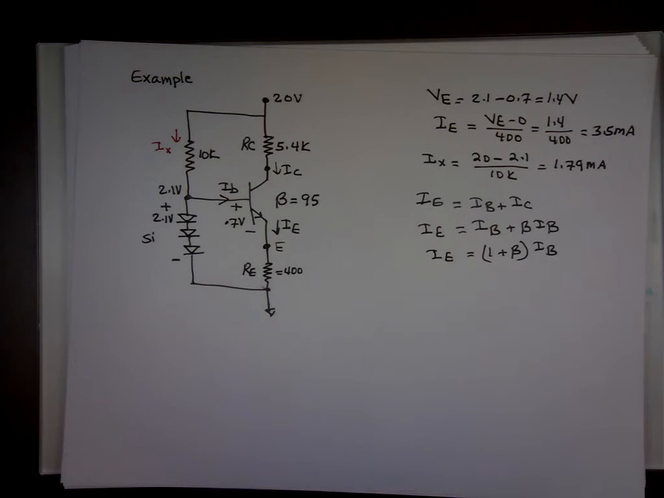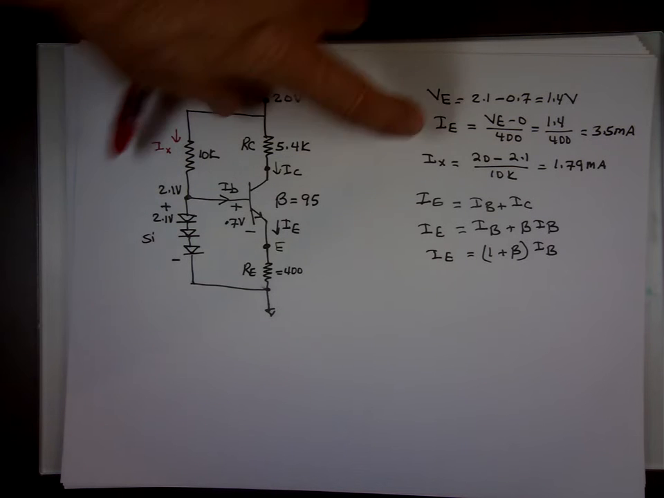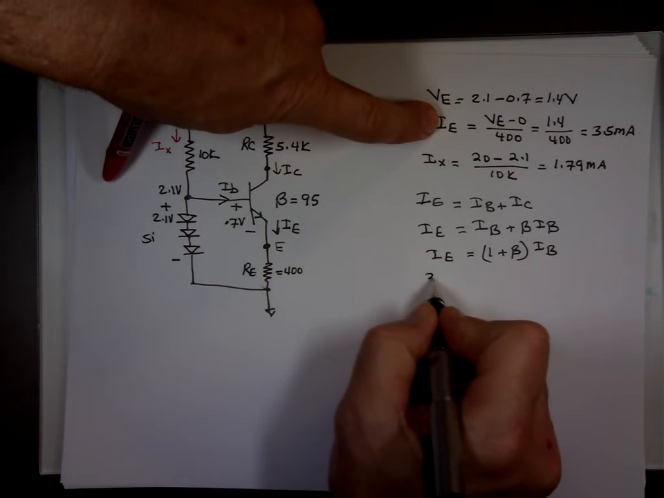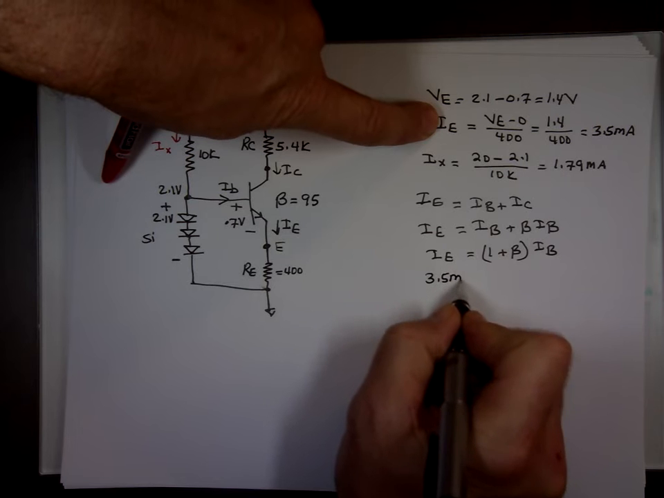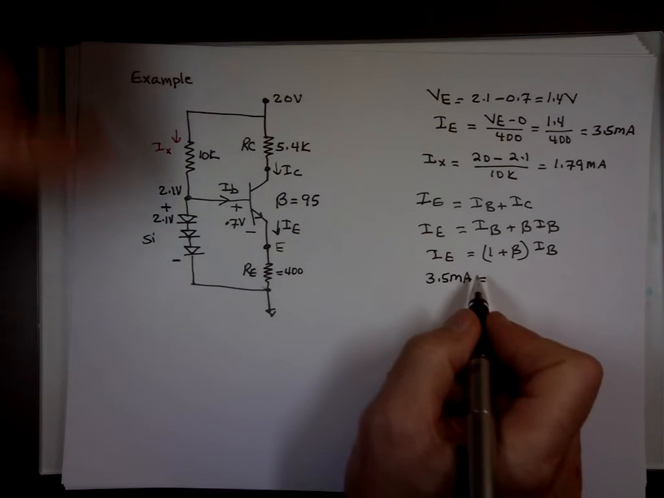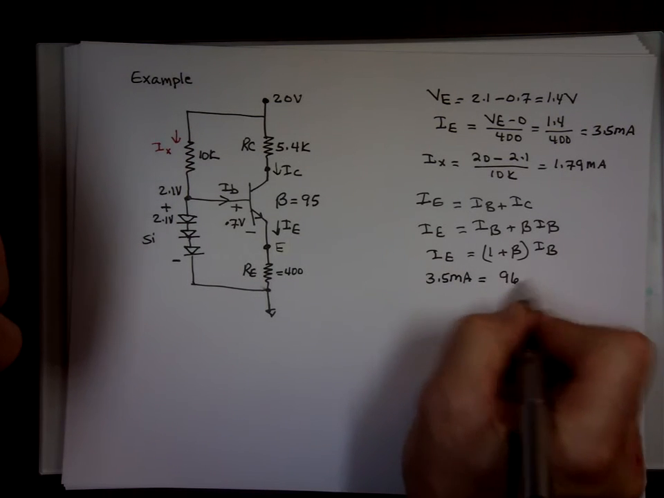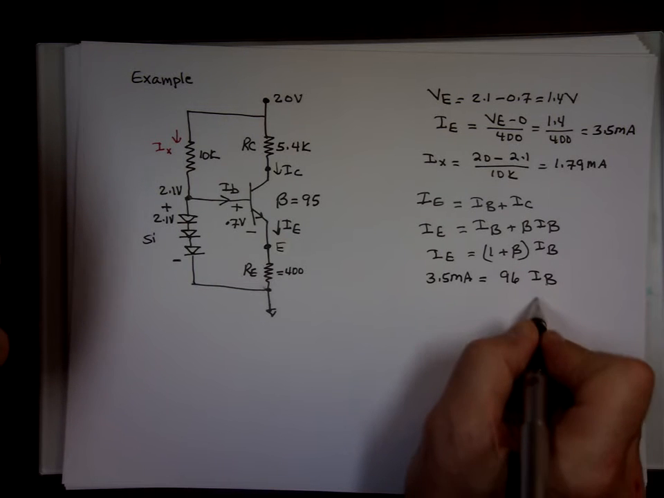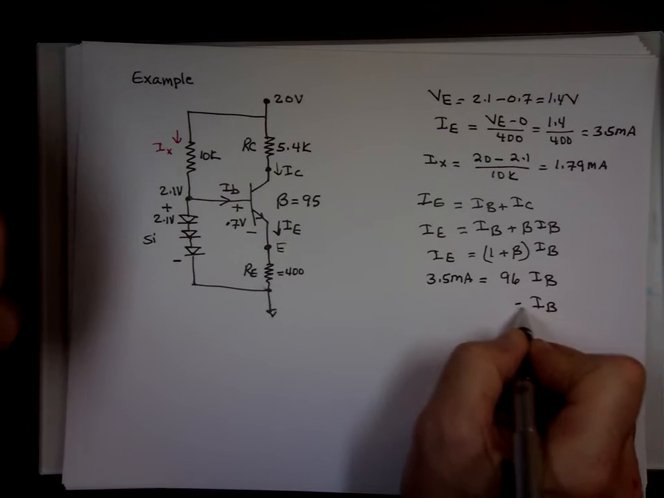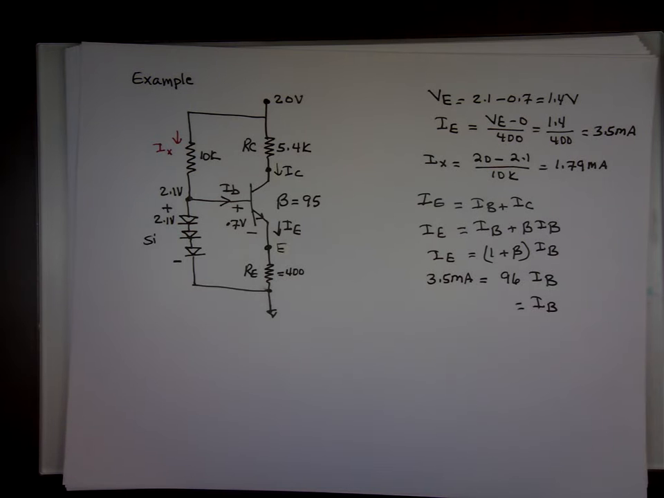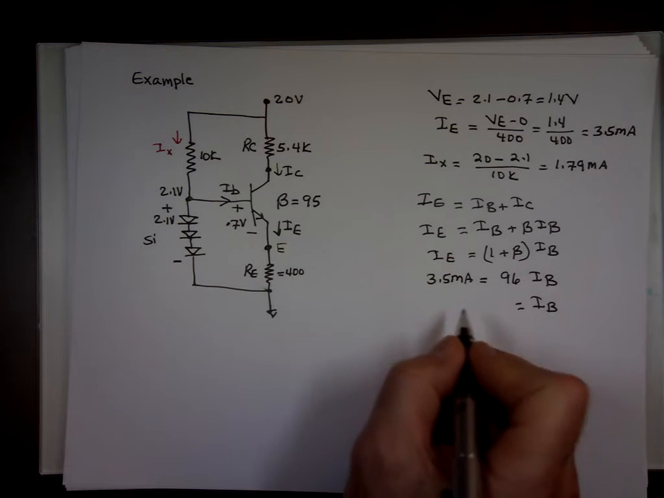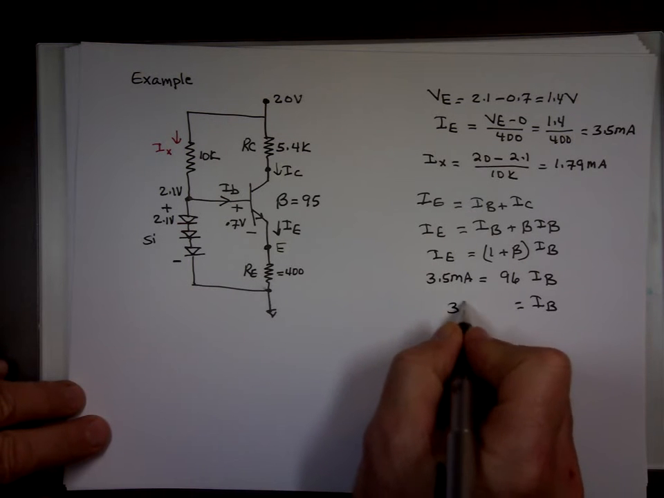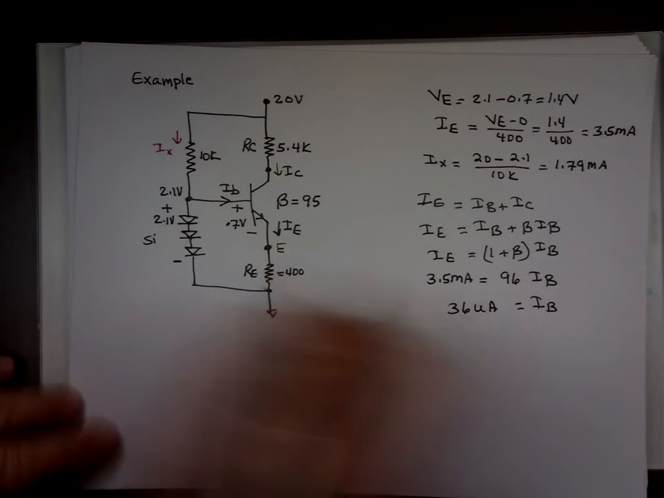Now I should be able to solve for I sub B. We know I sub E, 3.5. Beta is 95 plus 1, that's 96, times I sub B. Can I get I sub B? 3.5 divided by 96, which is 0.036, or 36 microamps. Really small current going through the base.